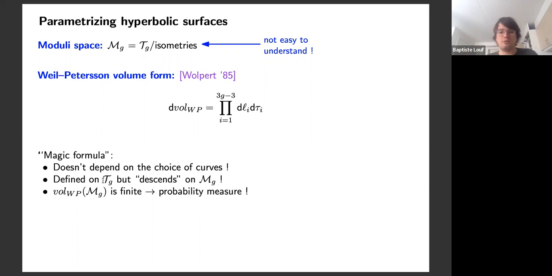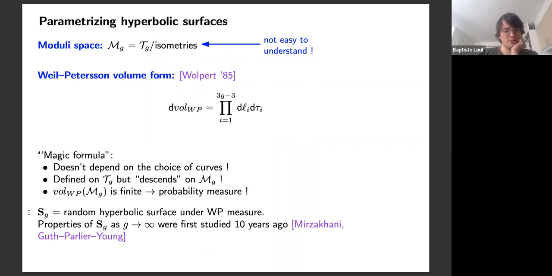And the best thing about it, at least for probabilists like us, is that when you take this volume form and you integrate it over the moduli space, now it's finite. So it allows us to define a probability measure, which we couldn't do on the Teichmuller space because it's obviously of infinite volume. So now you have a way to sample a random hyperbolic surface, which is not obvious because it's not a finite set. So this is what people have done. You can sample this random hyperbolic surface under the Weil-Petersson measure. And let's say a decade ago, Mirzakhani, as well as Guth, Parlier and Young, started studying the geometric properties of this surface SG as the genus goes to infinity.